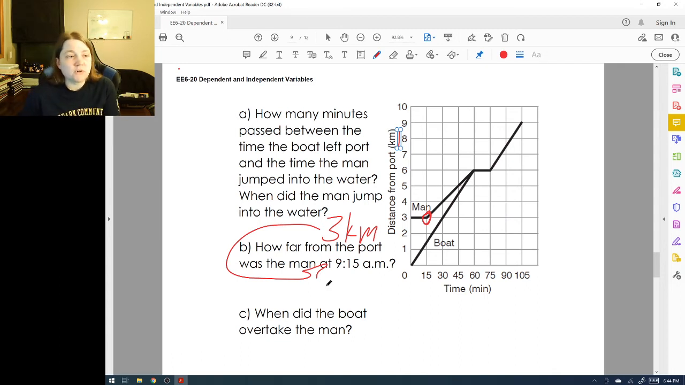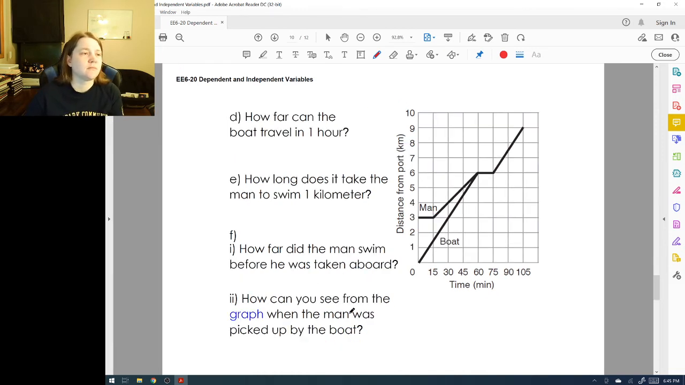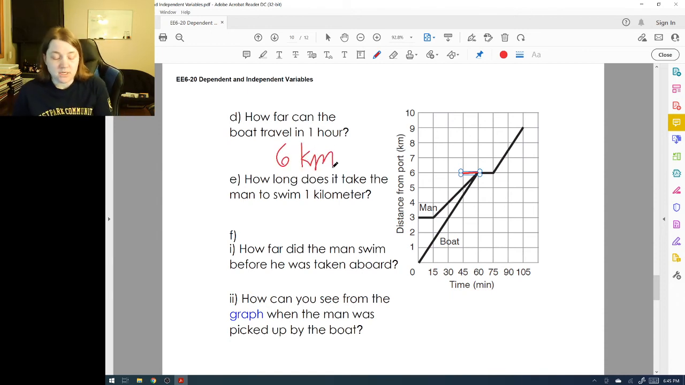When did the boat overtake the man? When did the boat catch up to the man? Well, that's going to be 60 minutes after 9 o'clock, or at 10 o'clock. How far did the boat travel in 1 hour? Well, in 1 hour, going from 0 to 60, the boat traveled 6 kilometers. Then we want to know, how long did it take the man to swim 1 kilometer? Well, we see 3 kilometers here and 4 kilometers here. And that ends up being 15 minutes on our chart.